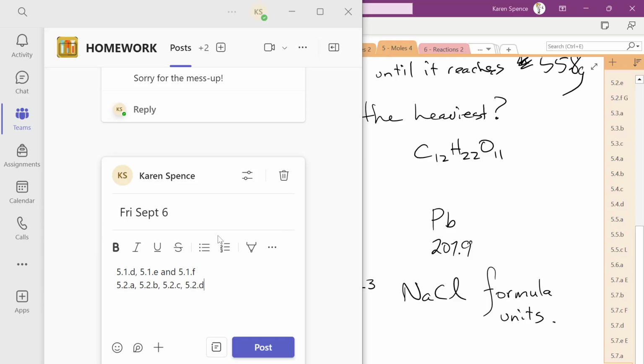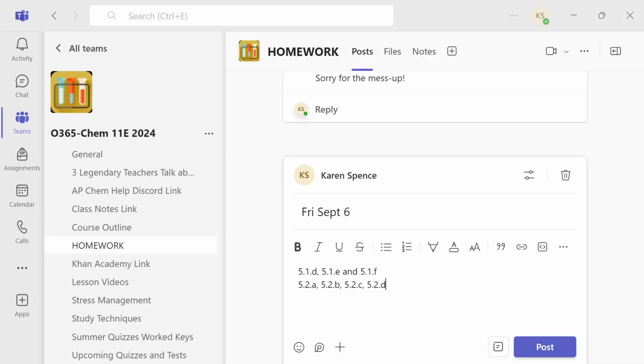But you know what you can do? Just in case you're wondering what your homework is on the weekend, 5.1 D, E, and F, and 5.2 A, B, C, D. I think you've done A and B already, though, right? Hang on a second. We've done 5.2 A and B, so it would be 5.2 C and D. There we go. That's better.